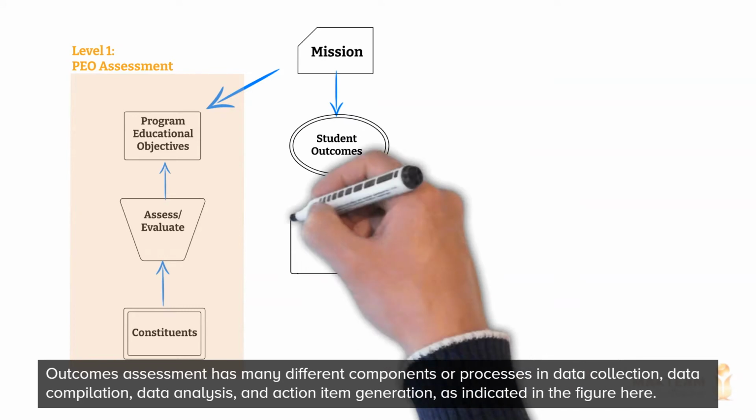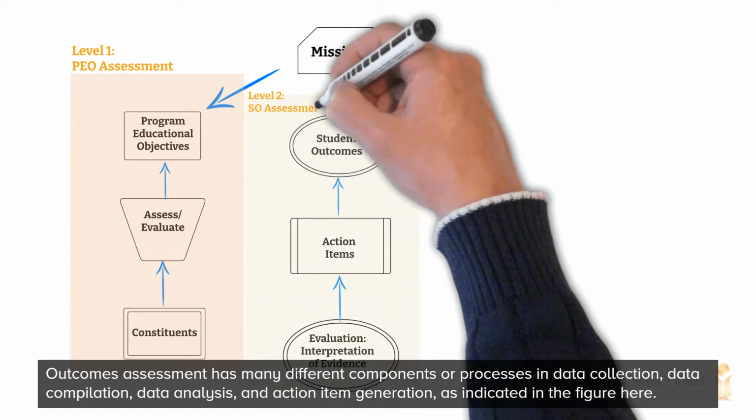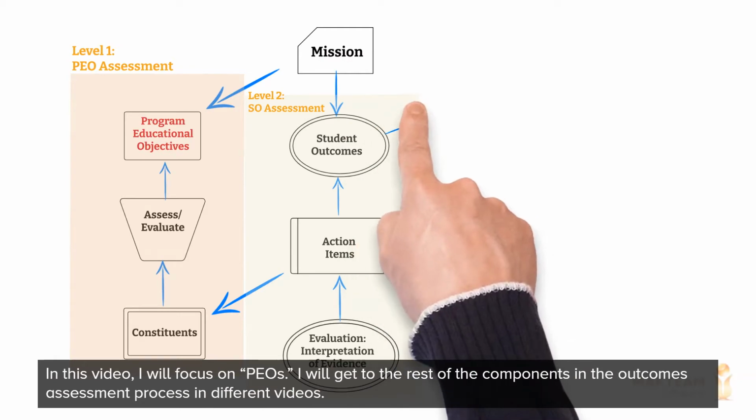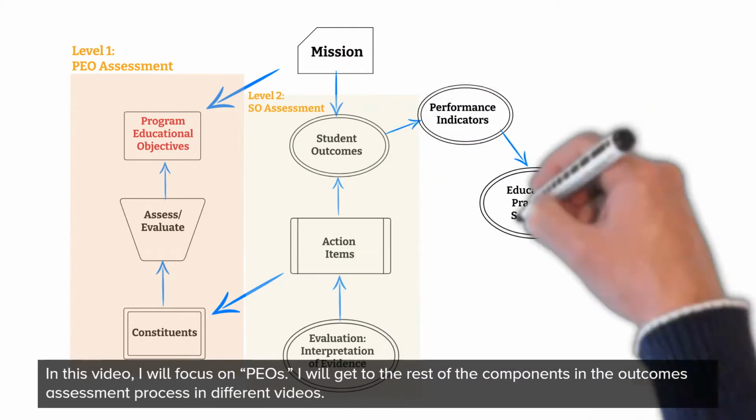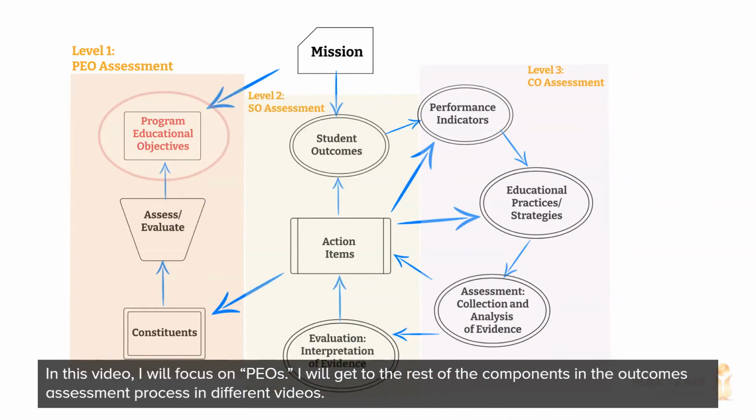Outcomes assessment has many different components or processes in data collection, data compilation, data analysis, and action item generation, as indicated in the figure here. In this video, I will focus on PEOs. I will get to the rest of the components in the outcomes assessment process in different videos.